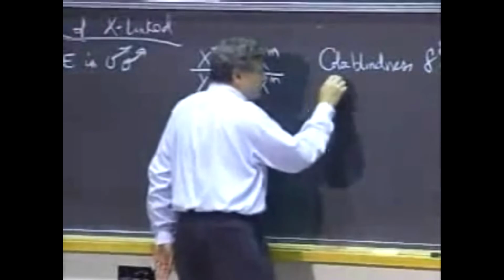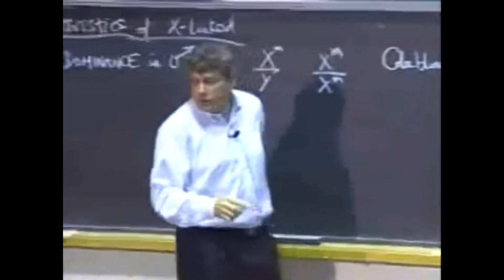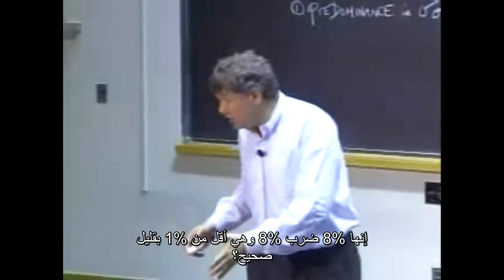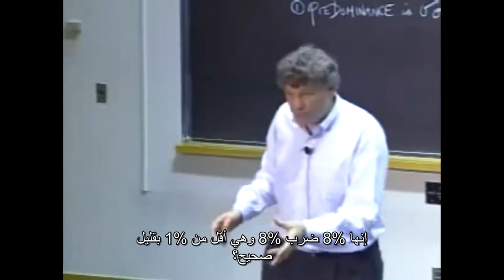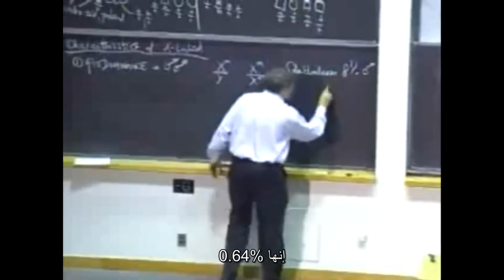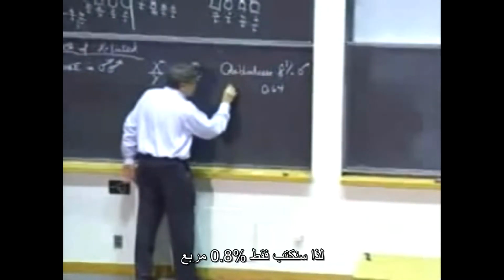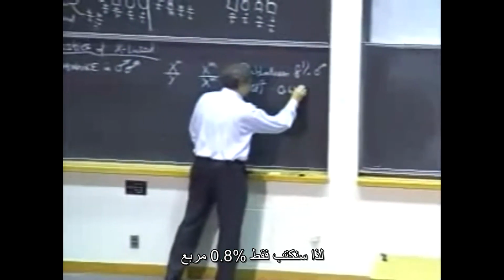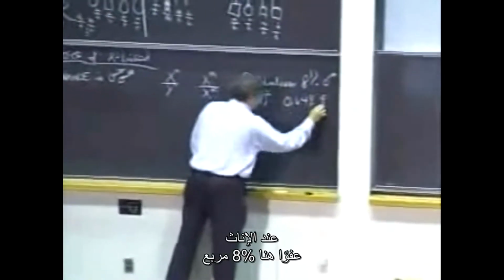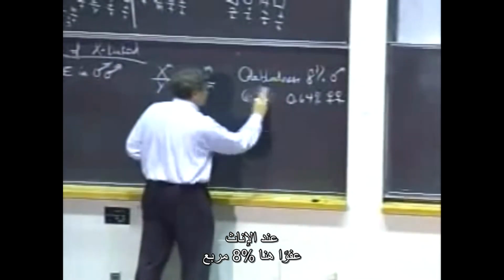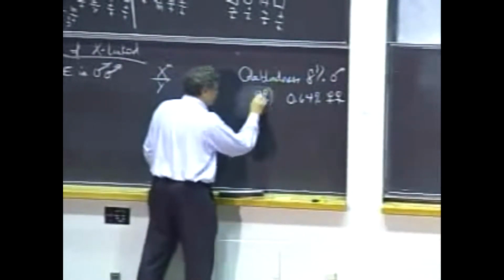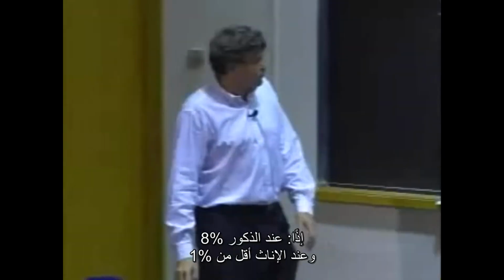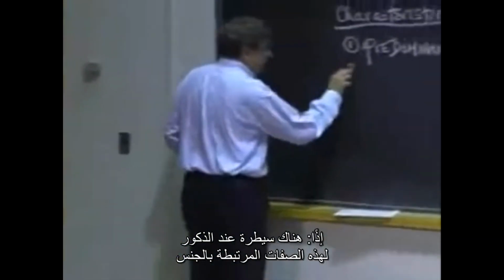And amongst females, well, if it's 8% to get one, what's the chance you're going to get two? 8% times 8% is a little less than 1%. It's 0.64%. So in males, 8%, in females, less than 1%. So there is a predominance in males of these sex-linked traits.